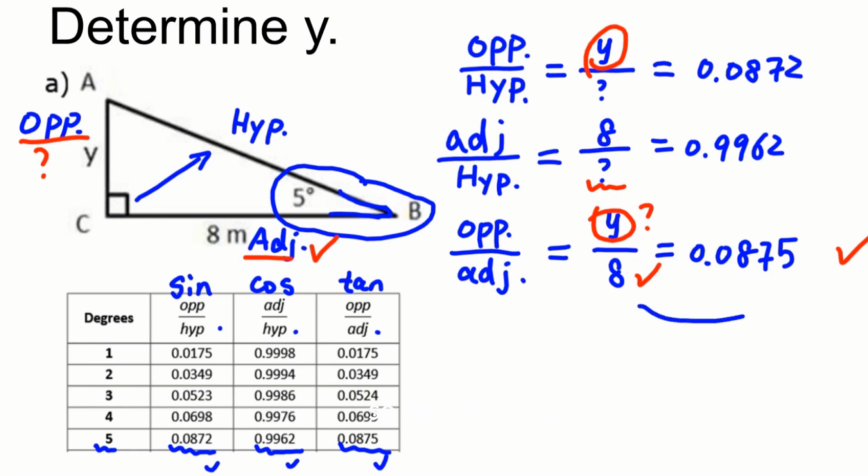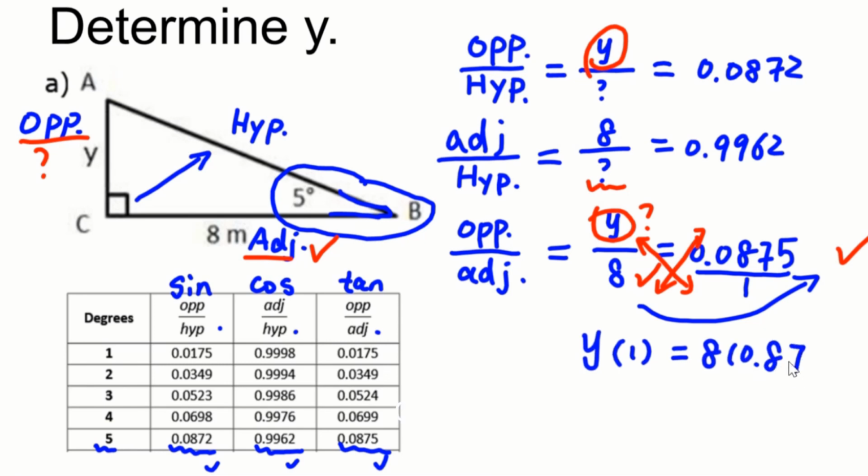So y is here, then we want to solve for y. This is a linear equation. It will be multiplication, or you could just cross multiply. This one divided by 1, then you cross multiply, it will work for all this type of questions. So y times 1 equals 8 times 0.0875. Then get your calculator out to get the final answer.